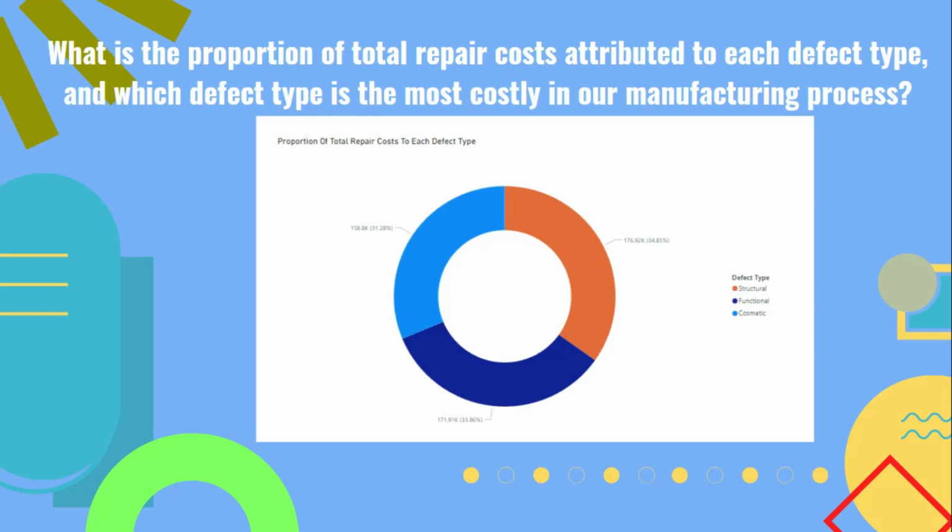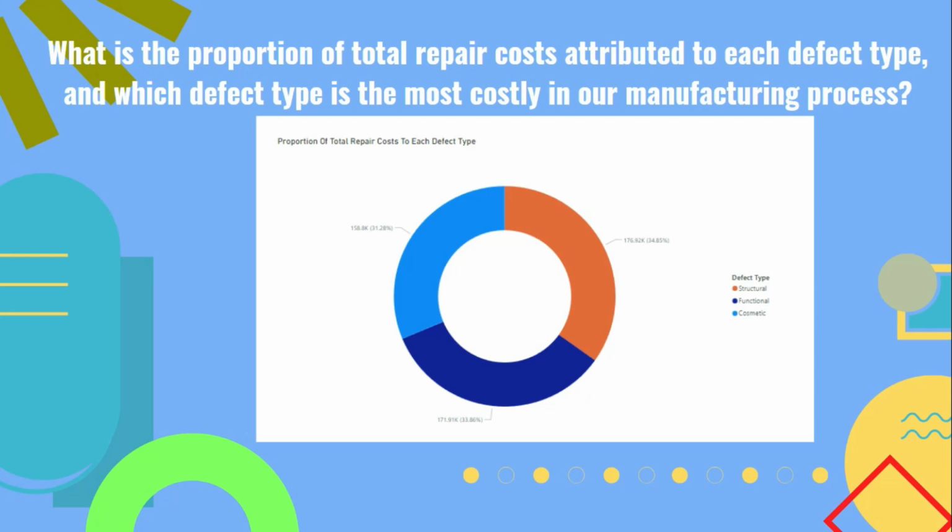And here's the donut chart I use in Power BI. And the question I asked is, what is the portion of the total repair cost attributed to each defect type? And which defect type is the most costly in our manufacturing process? So overall, you could see, like I said, there's the defect type: structural, functional, and cosmetic. And the donut chart provides a visualization of how the total repair costs are distributed across different defect types.